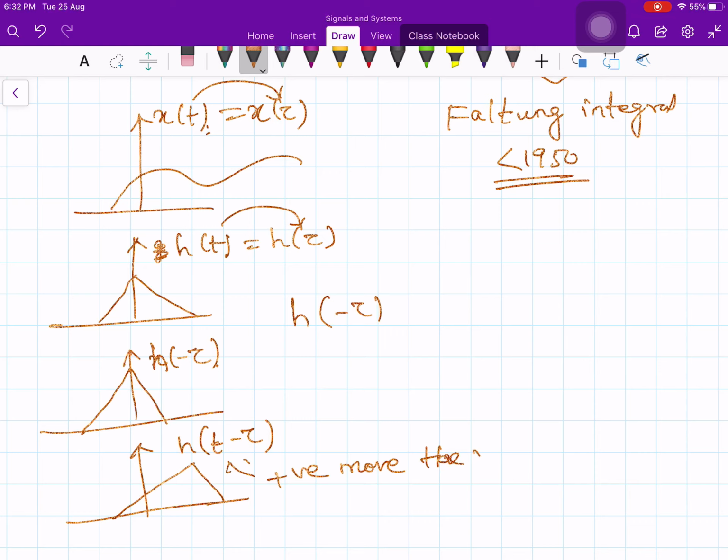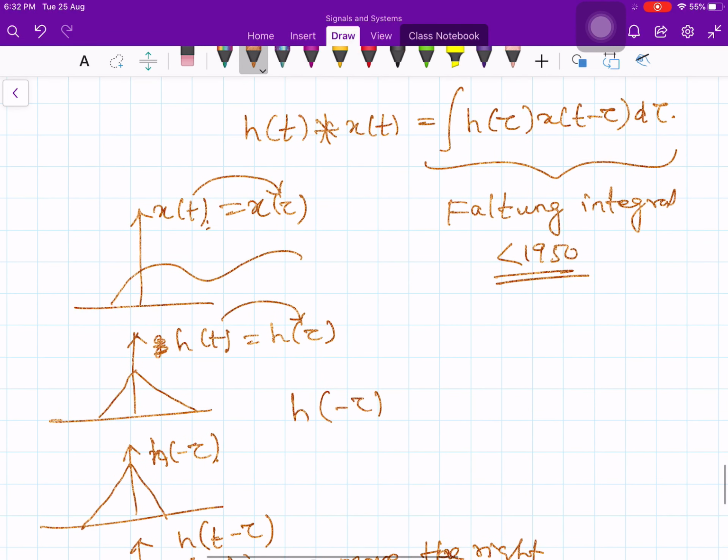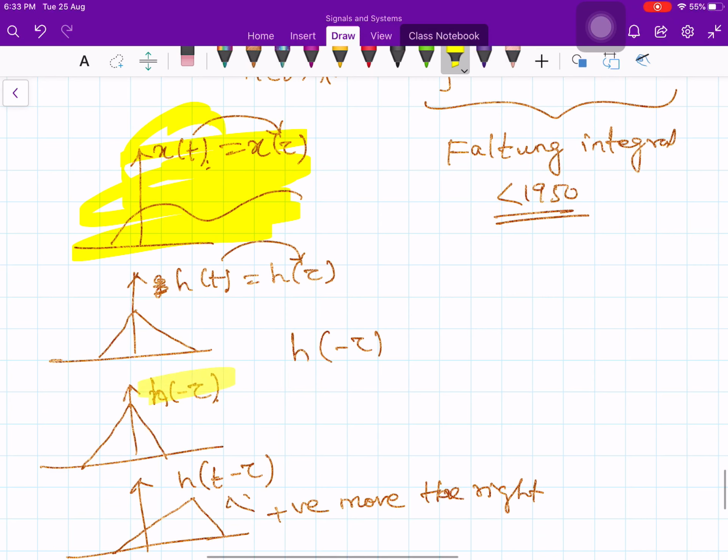So you have two functions here, x of t and h of t, and you would like to find the convolution of these two. What you do is keep one of these fixed as it is, don't change it. Either x of t or h of t. Let us say x of t is fixed. Now h of t is folded. This h of t becomes h of tau, I just changed the dummy variable, then this becomes h of minus tau. Fold it along the y axis.